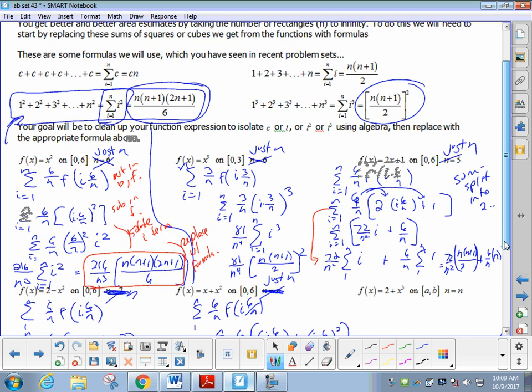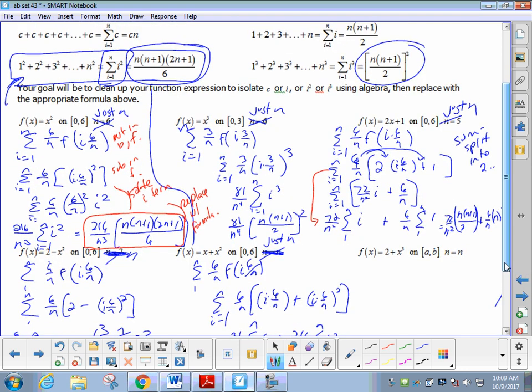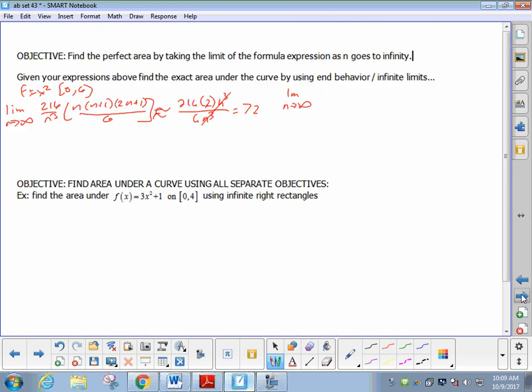Okay? Now, we're going to take the limit as n goes to infinity of each of our area formulas. So for that second one, it was 81 over n to the fourth times the formula, which I'll remember, 81 over n to the fourth, n times n plus 1, all squared, all over 2. So as n goes to infinity, this would start to approach just the lead term. What would it be? 81 n to the fourth over the denominator, 2 n to the fourth. Notice the square. It's 4 n to the fourth. Okay, be careful with that square. It's 4 n to the fourth. That would then approach 4. So that also is the perfect area.